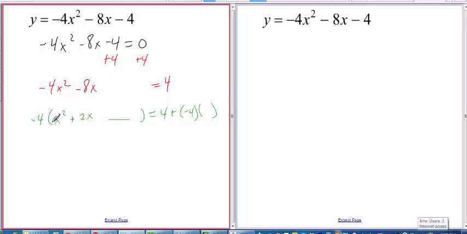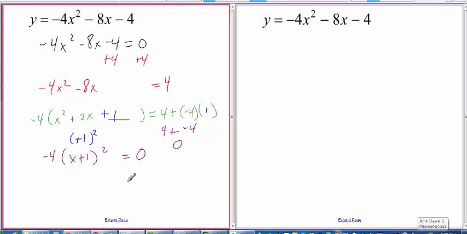Now we can complete the square because that's a coefficient of 1 now. Half of 2 is 1. We're going to square it, so that'll be plus 1. Here's your plus, and here's 1. Now, we can write the perfect square trinomial. x plus 1 squared equals, that's 4 plus negative 4, or negative 4 times 1 is negative 4, so that becomes 0.